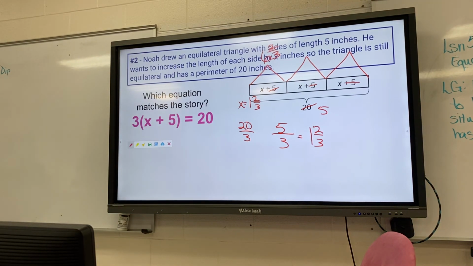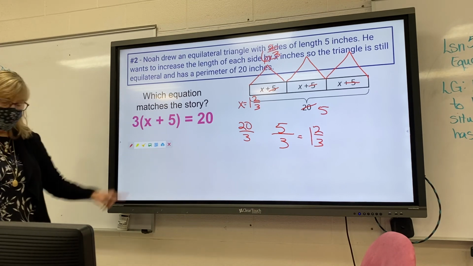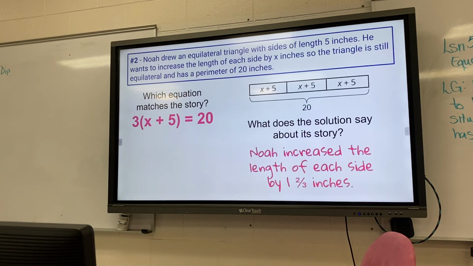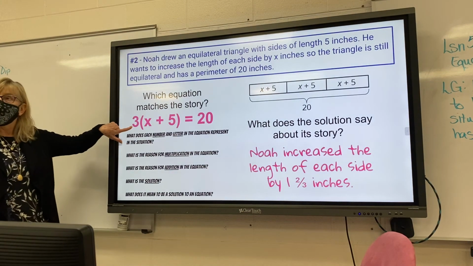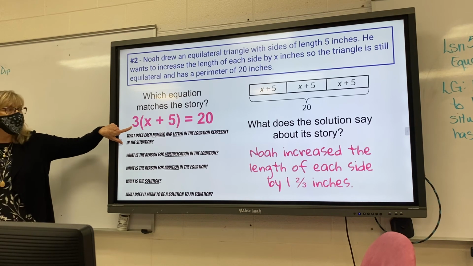All right. What does that 1 2/3 mean? Haley. 1 2/3 means he added. Very good. He added 1 2/3 what? Inches. Noah increased the length of each side by 1 2/3 inches. Okay? What does the 3 mean? Why do we have 3? Because there's 3 sides. 3 sides to a triangle.